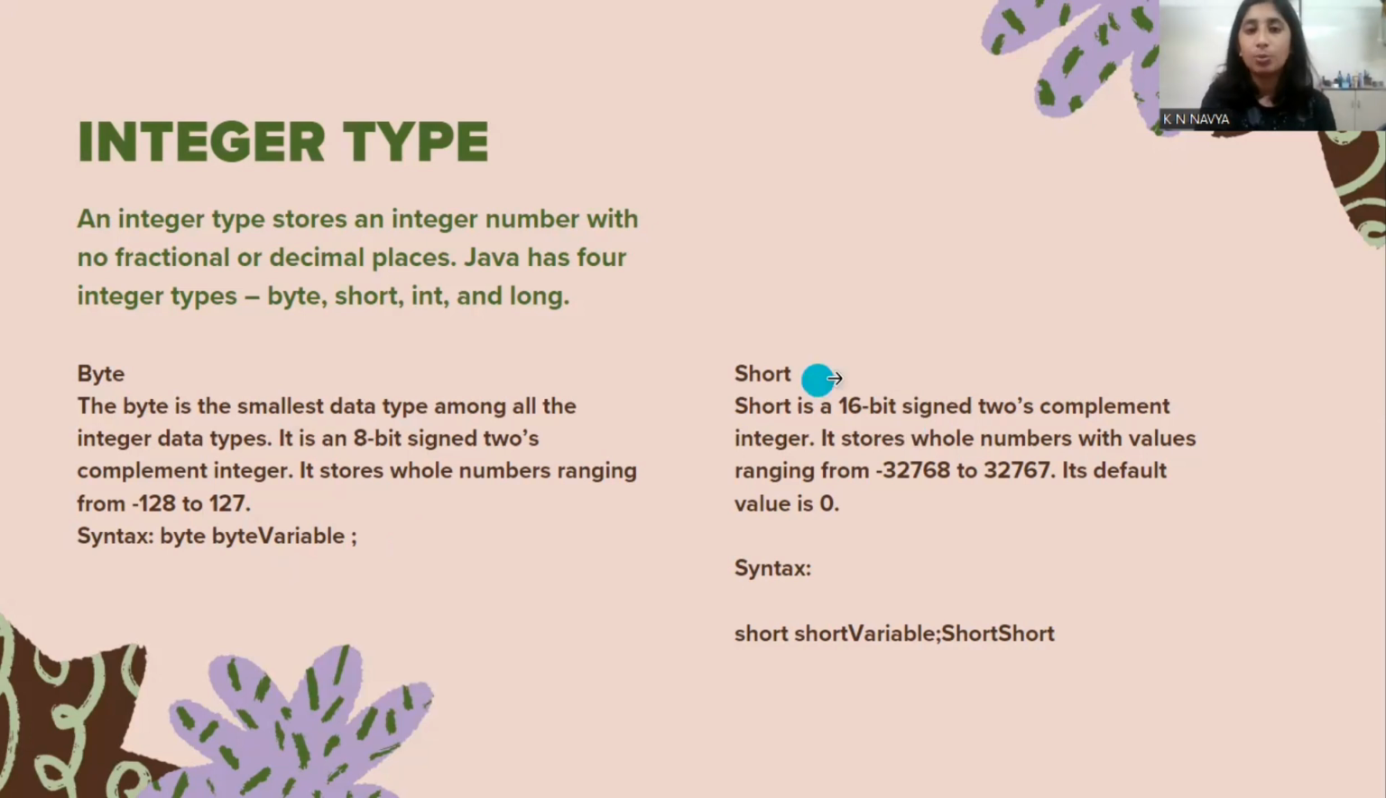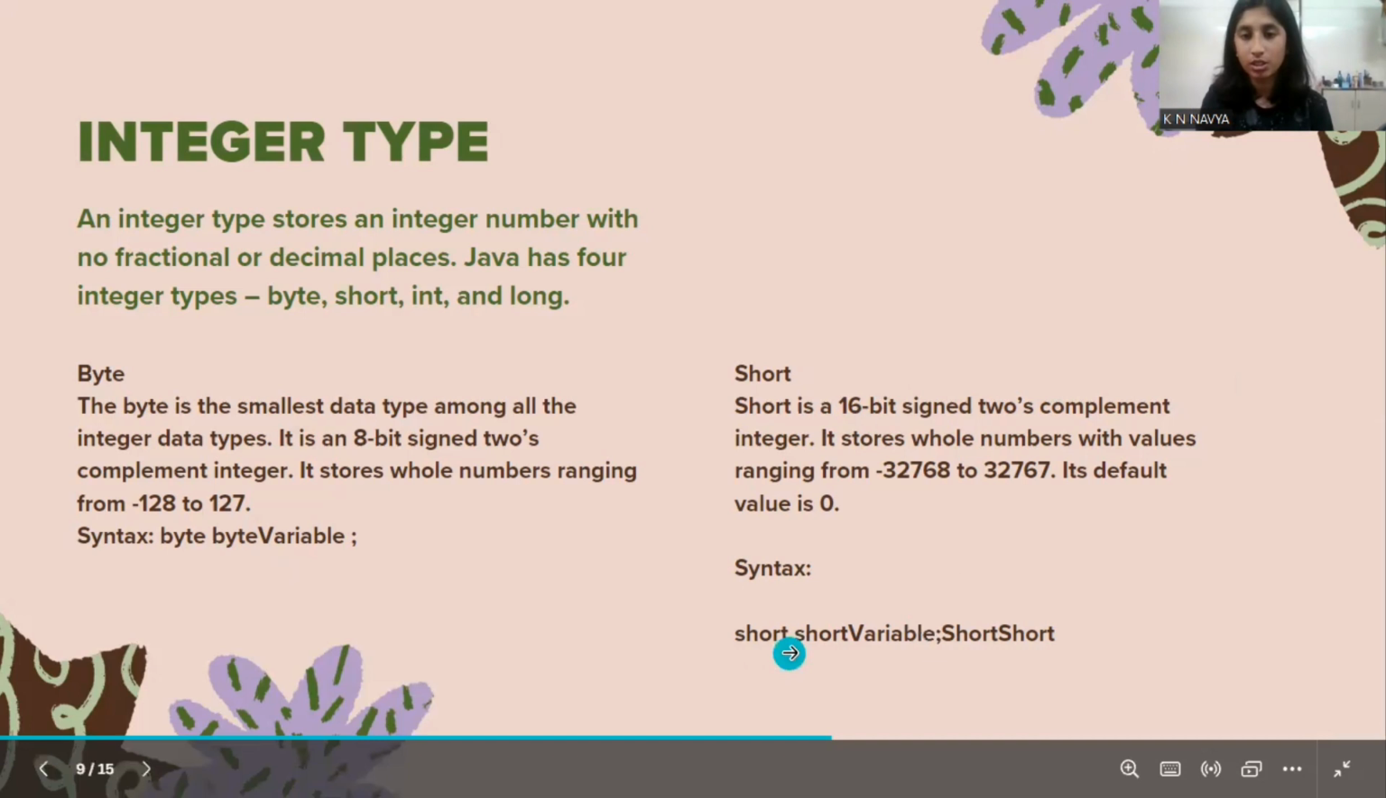Now moving on to the short. Short is a 16-bit signed two's complement integer, and it stores whole numbers with values ranging from minus 32,768 to 32,767. It gives the default value as 0. The syntax is given here, where you can see I use the short keyword, then the variable name, then again short.